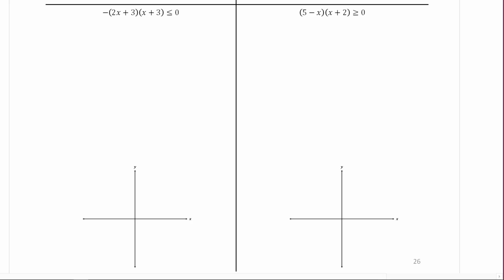Welcome. So we are now moving through some more examples here. And here we have negative (2x + 3)(x + 3) less than or equal to 0. So a few things are a bit different here. But we begin in the same way.